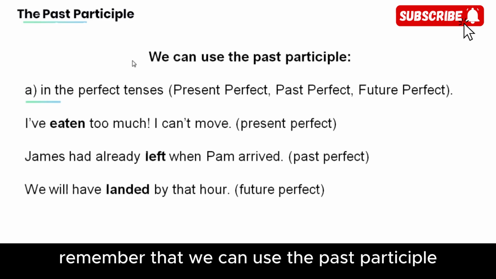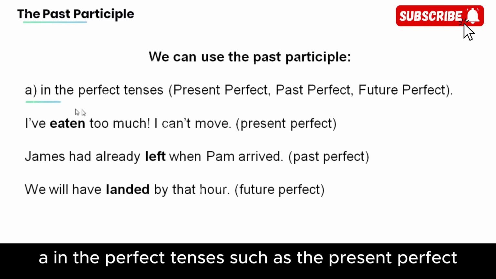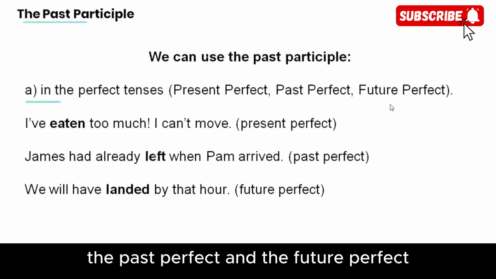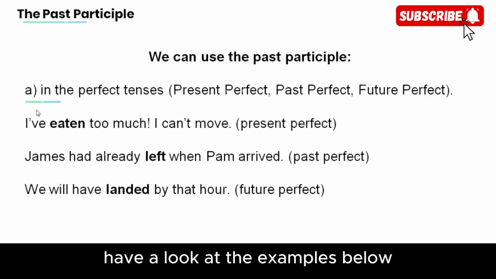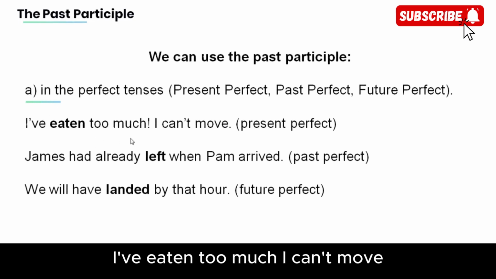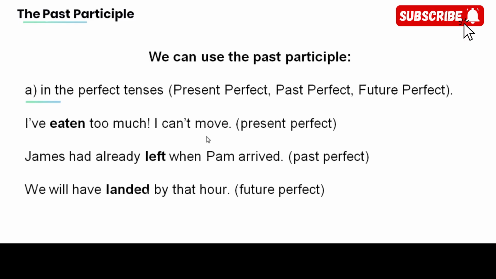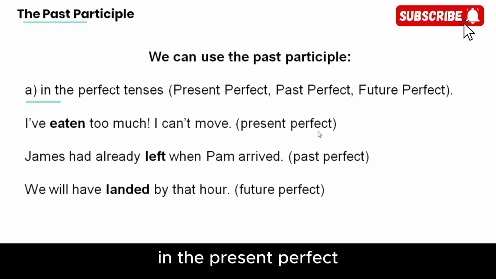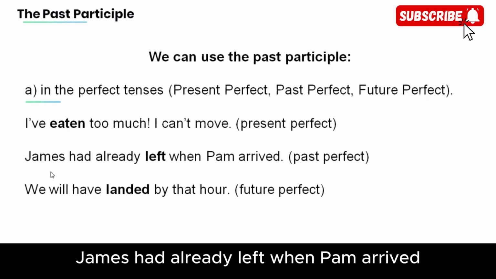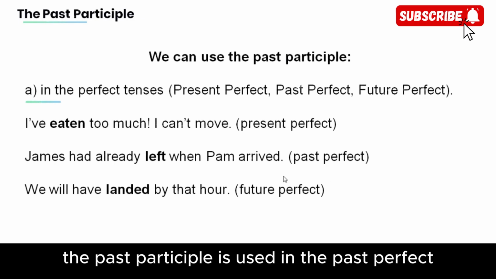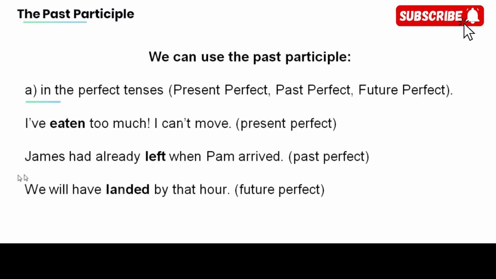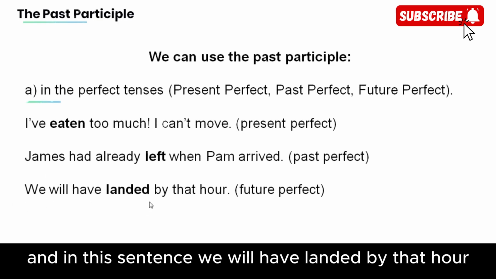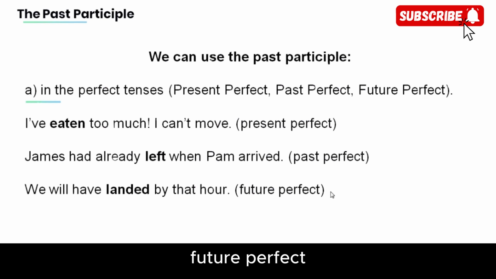Remember that we can use the past participle in the perfect tenses such as the present perfect, the past perfect, and the future perfect. Have a look at the examples below. I've eaten too much. I can't move. Note that the past participle in this sentence is used in the present perfect. And in this sentence, James had already left when Pam arrived. The past participle is used in the past perfect. And in this sentence, we will have landed by that hour. Future perfect.